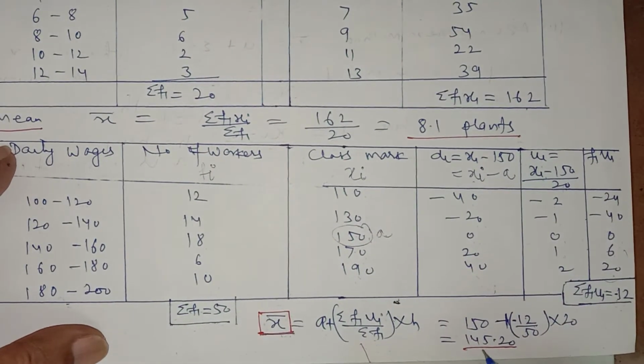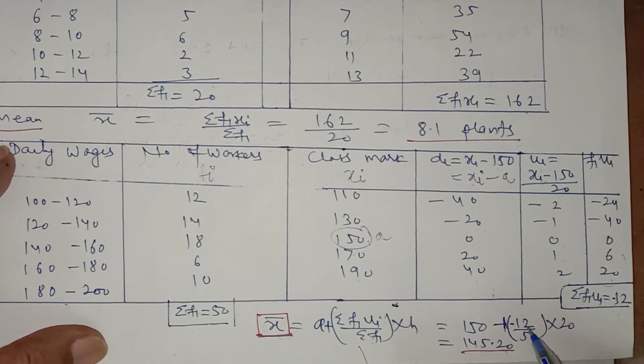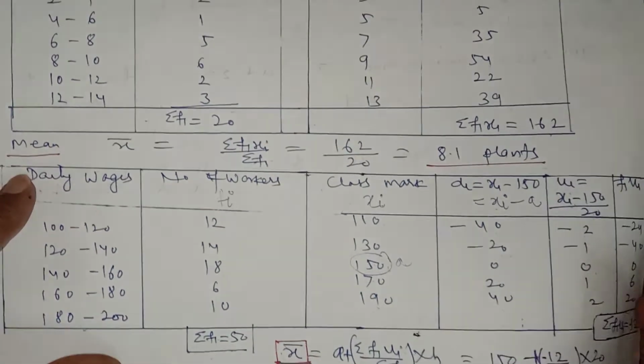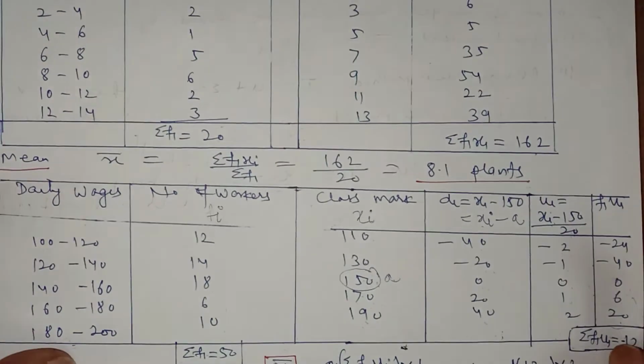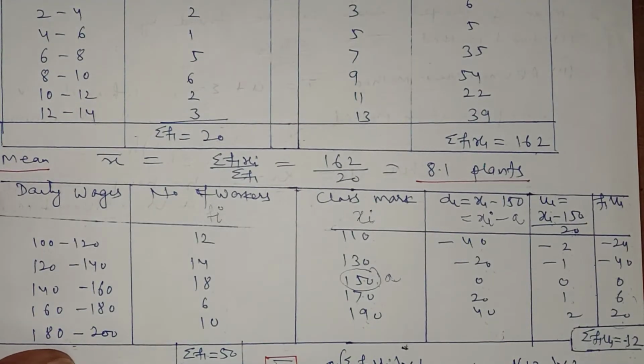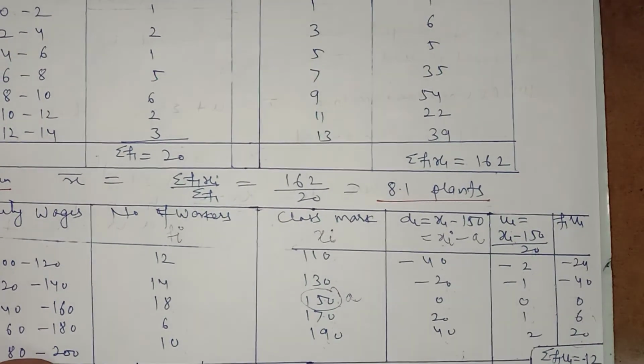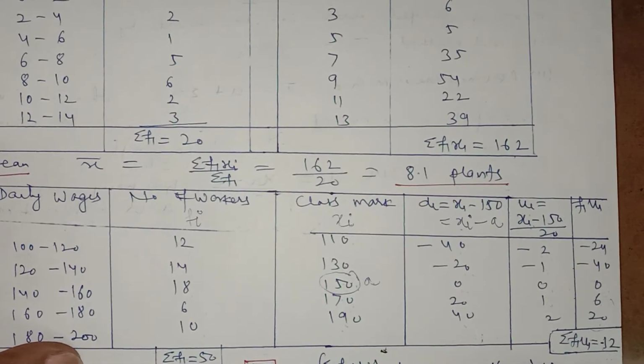Simplified, it will be equal to 145.2. 12 into 20 divided by 50, and subtract from 150, it will be 145.20, which is the mean of this daily wages. That is, the average wage of the worker is 145.2 rupees. So we have to find the mean by using the step deviation method in this question.